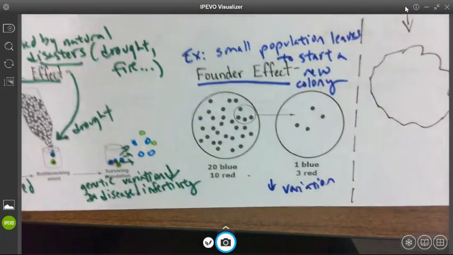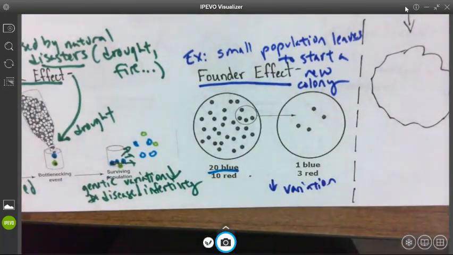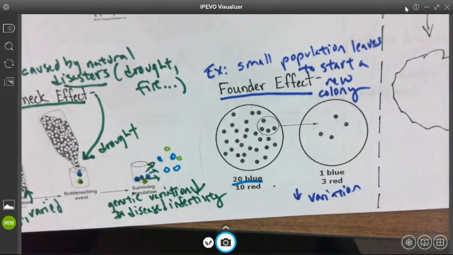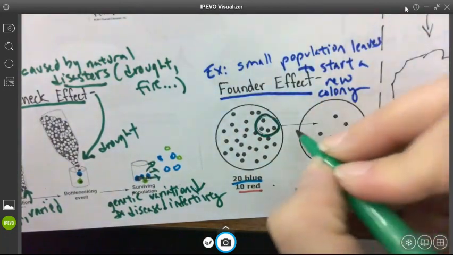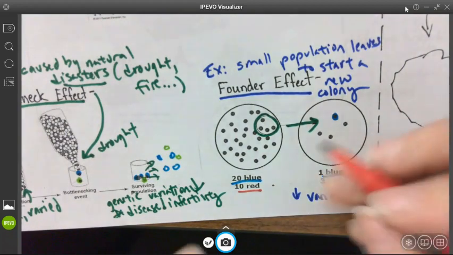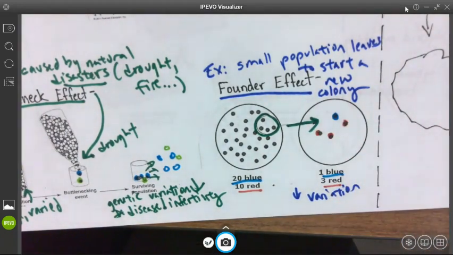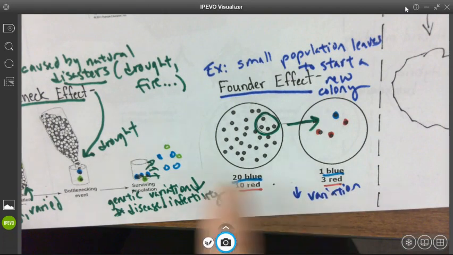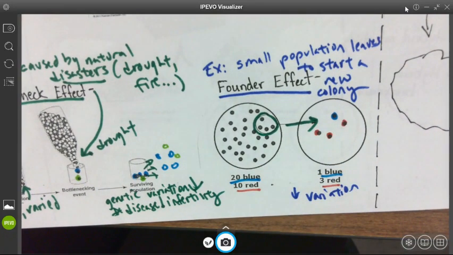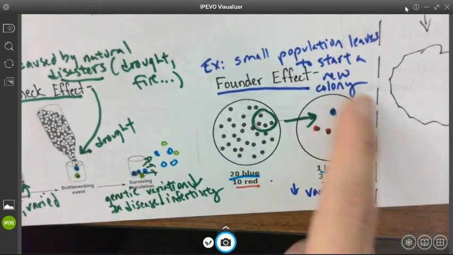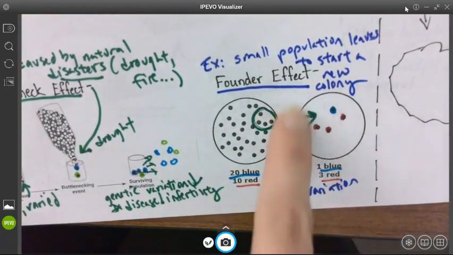So this original population had like 20 blue dots and 10 red dots. But the population that left to start a new colony was made up of 1 blue dot and 3 red dots. Okay, so it's not representative of the original sample, and there's probably some other genes here that weren't represented at all as well. So really, we've taken a small population from this original population, sent it to a new location, and in the new location, only these organisms can interbreed, right?